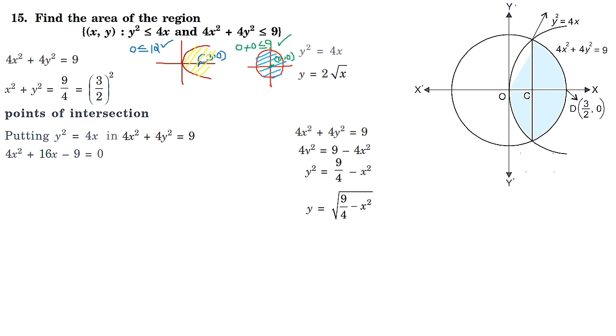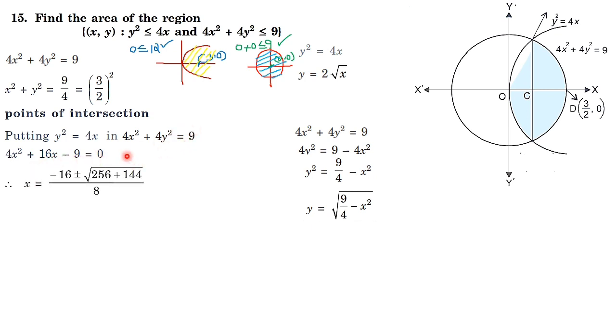So 4x square plus 4 into y square. Since y square equals 4x, we replace y square and put 4x. So 4 into 4x is 16x. Plus, bring 9 to the left side, minus 9 equal to 0.